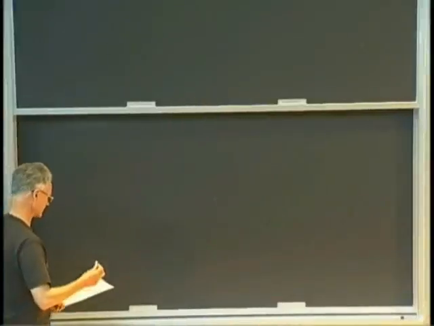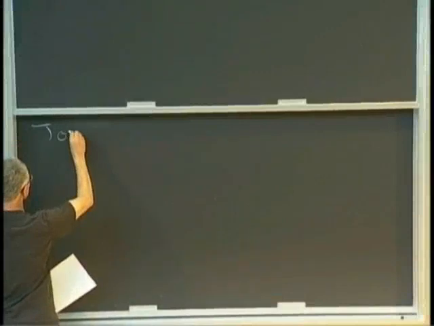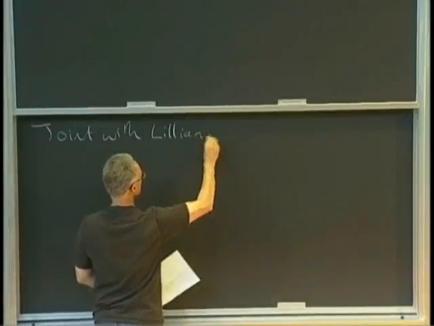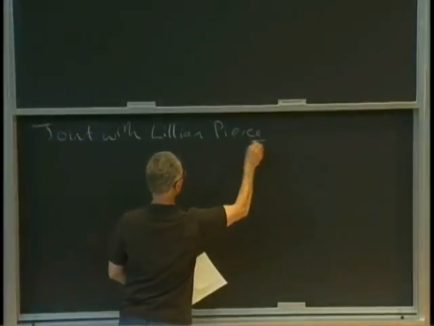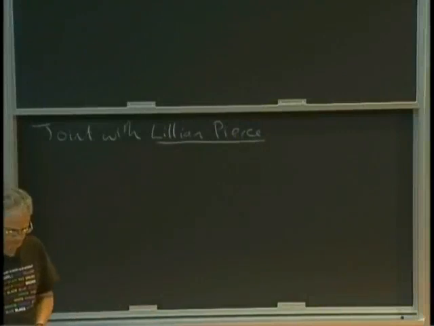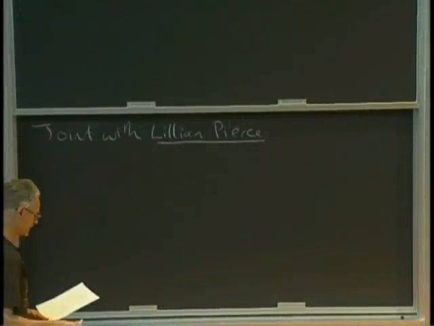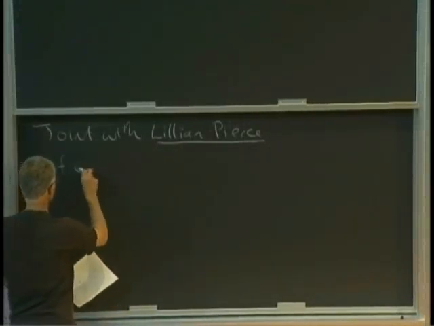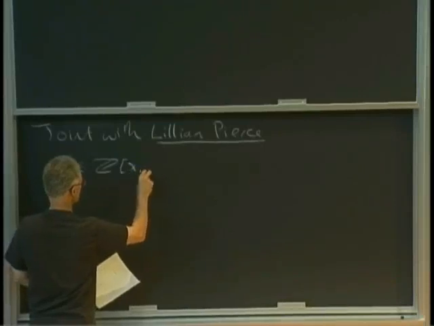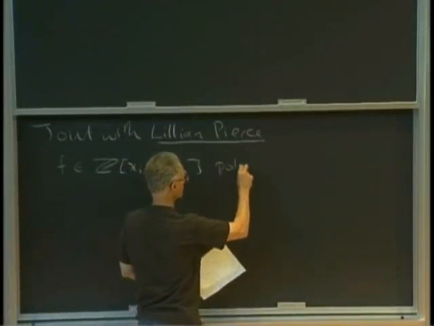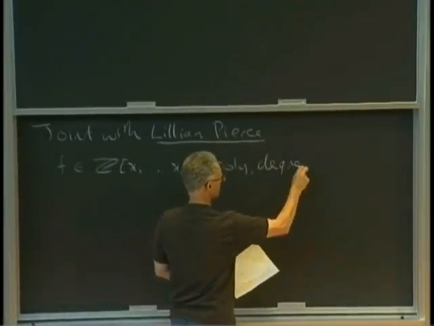So this talk is designed as an advertisement for some joint work with Lillian Pearce. So let me explain straight away what the basic problem I'm interested in is. So we're going to have a polynomial f with integer coefficients. It's a polynomial in n variables. And I'll call the degree capital D.